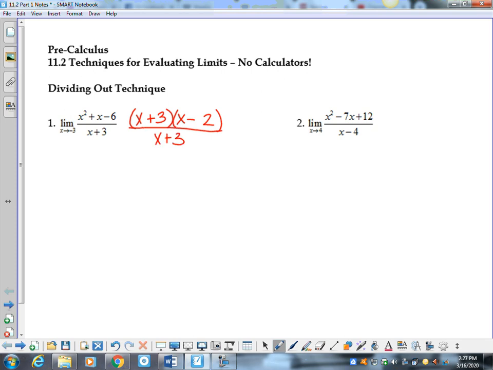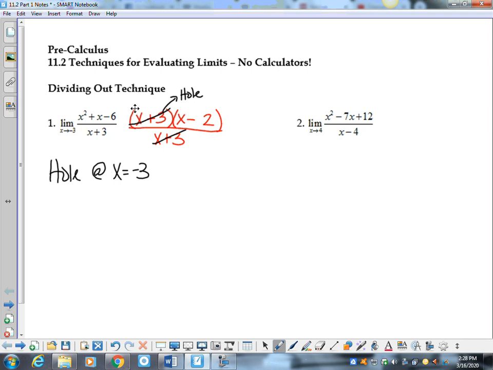Now remember from what we said in 11.1, if what you have cancels, then is that a hole or an asymptote? Well, it makes that a hole. So I have a hole at x equals -3. I have an, no, I don't. I don't have any asymptotes because the denominator would be completely gone. So because there's a hole at x equals -3, the limit exists.